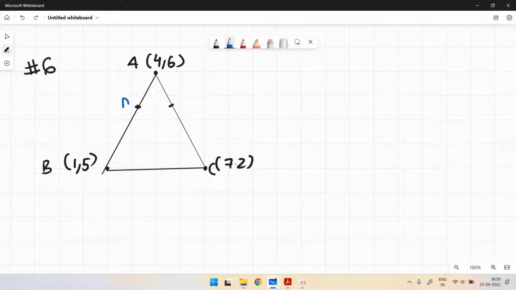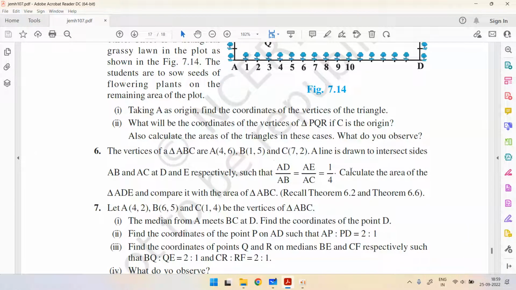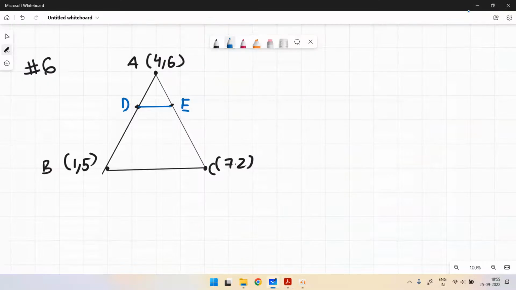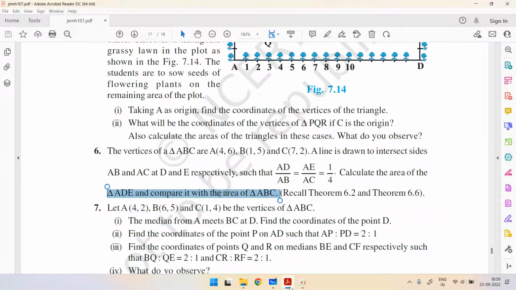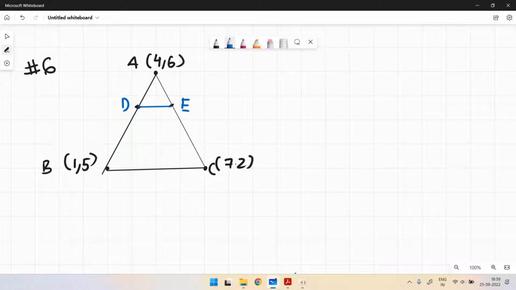So this is D. This is my E. So this is my triangle. Now it is said to calculate the area of triangle ADE and compare it with the area of triangle ABC. Now it is given that this ratio is 1:4. This ratio is 1:4. This is also 1:4.